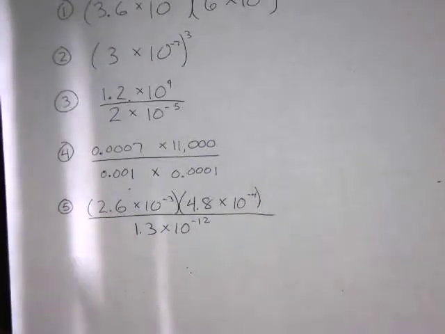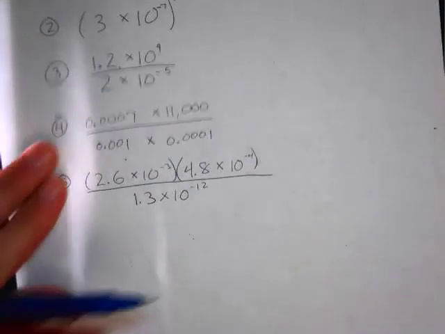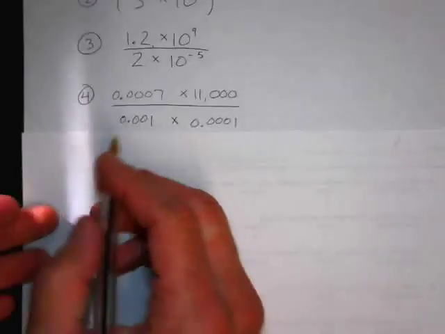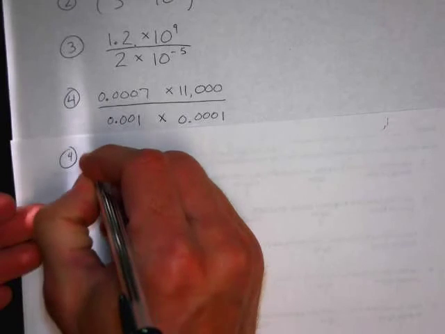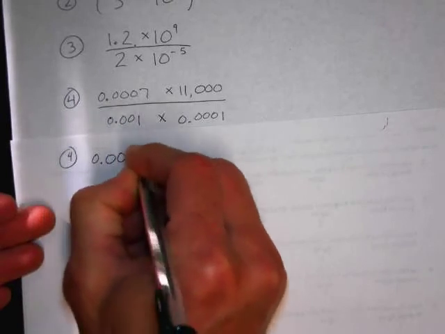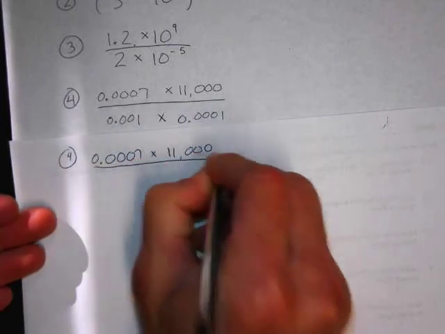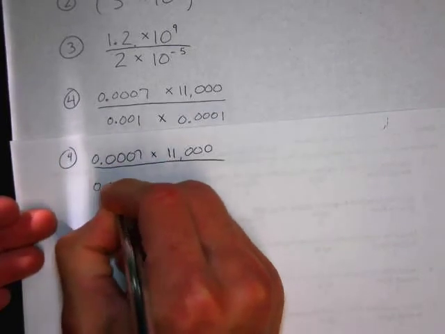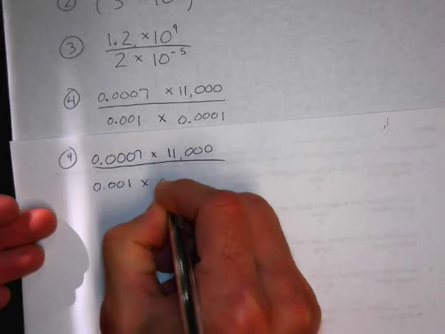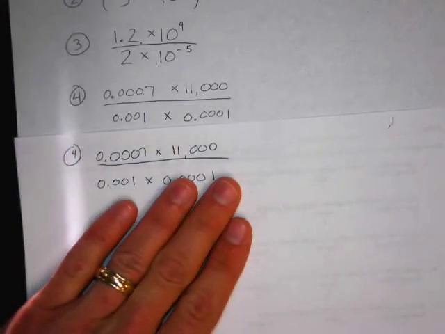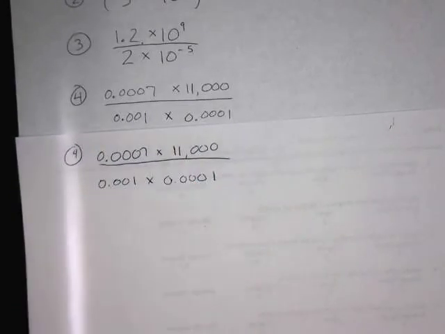The language of nature. So now we look at a problem like number 4. Now this is almost unnecessarily complicated. In number 4, we have a decimal times a big number, divided by another decimal times a smaller number, and we're going to figure out how that works. So the easiest thing to do would be to write this into scientific notation first.